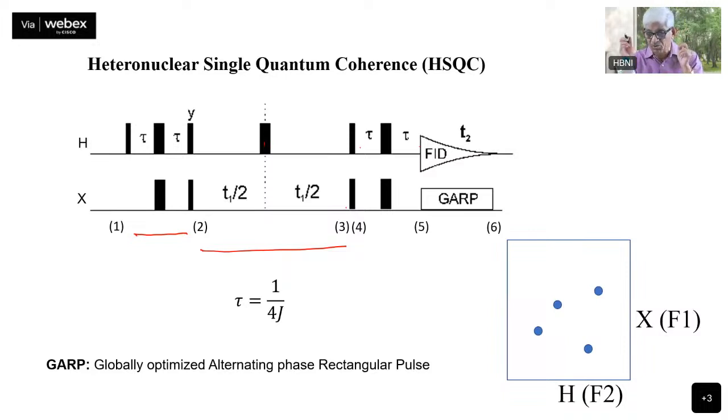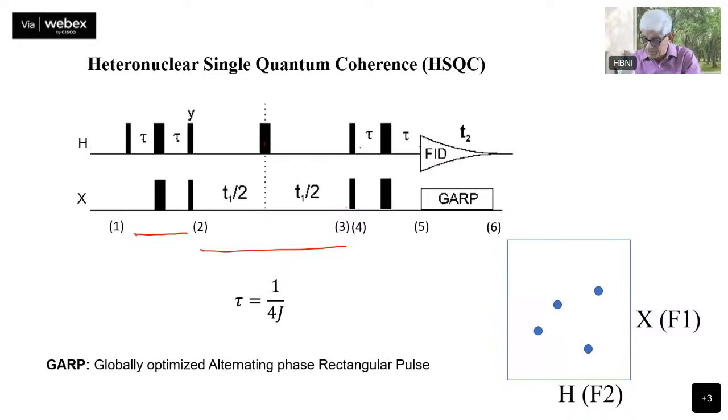Which are there to decouple, broadband decoupling. So the spectrum will look like this. In this situation, now you see there is no coupling along the F1 dimension and there is no coupling along the F2 dimension also, because you are decoupling here. In the F1 dimension you are decoupling because of this 180 pulse. In the F2 dimension you are decoupling with the broadband pulse, broadband decoupling.